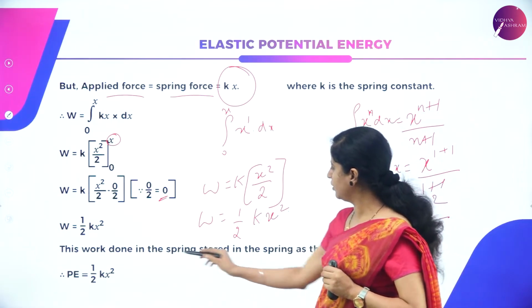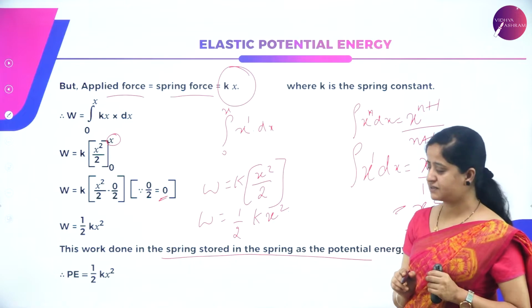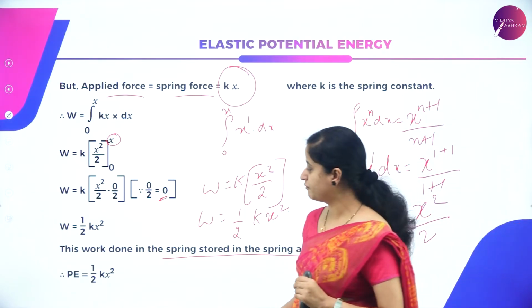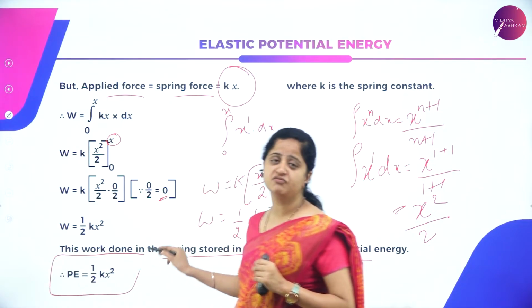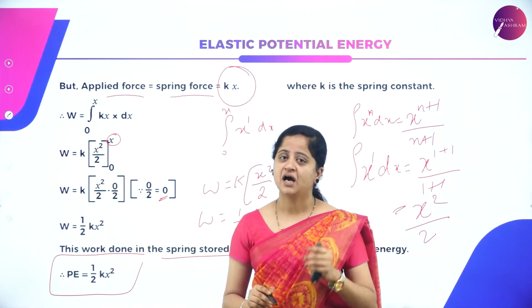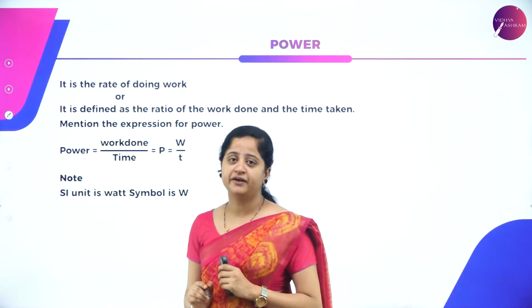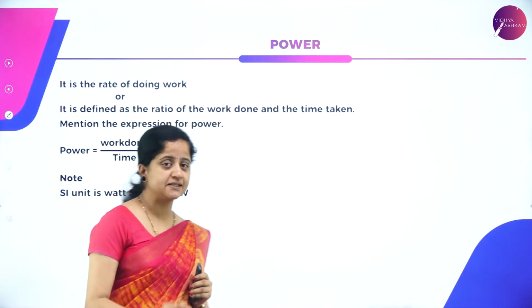So this is the total work done in the spring which is stored in the spring, and this work done is stored in the spring in the form of potential energy, and the expression for potential energy is given by half kx squared. So let us now move on to another important concept of this chapter, that is power.